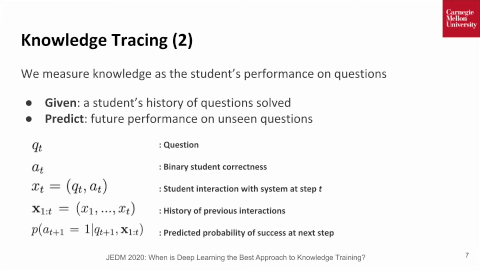More formally, at step t, the student solves question Q_t, and A_t denotes the correctness of her answer: 1 if the answer is correct, 0 otherwise. The tuple x_t summarizes the t-th interaction of the student with the system, and x_1 through t denotes the history of all previous interactions. We want to estimate P(A_{t+1} = 1 | Q_{t+1}, x_1 through t), the predicted probability of success on the next question, given the history of previous interactions.